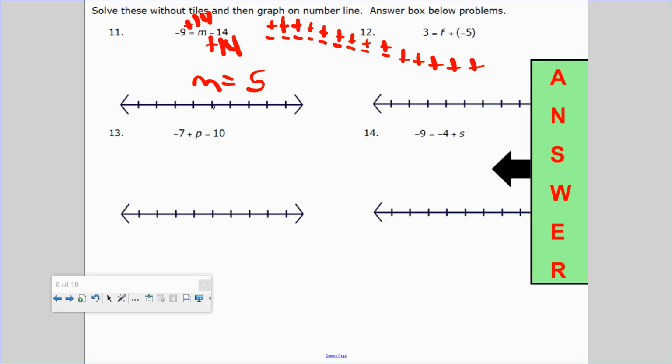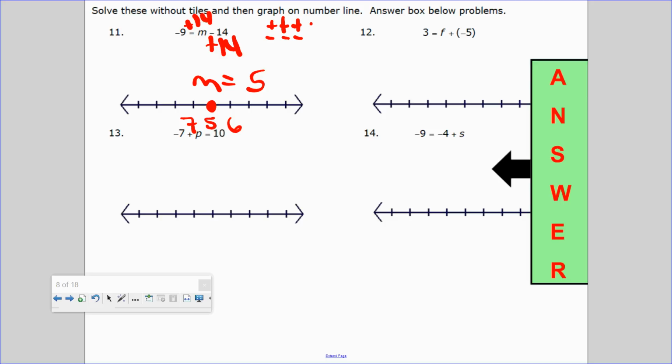I need to graph this. To graph this, this is 5, 6, 7. So we put a dot at 5, so that m equals 5. Next one, let's skip down to number 12. This is a good problem.